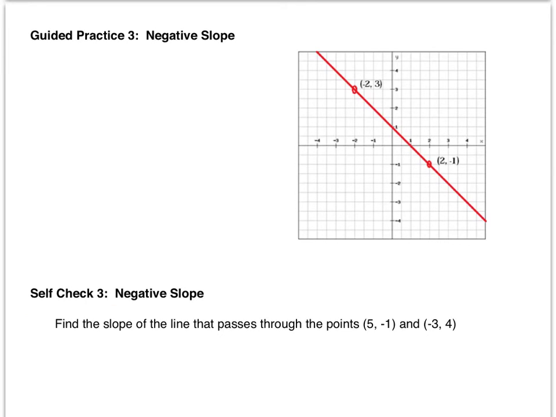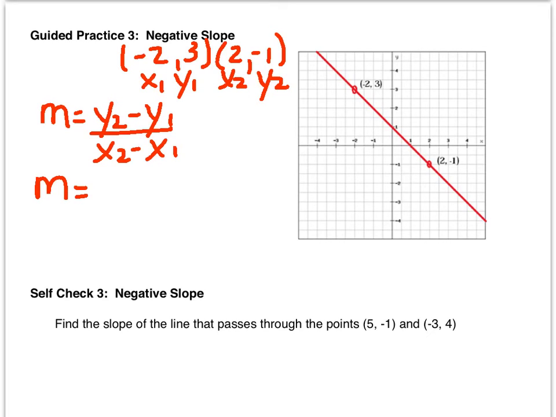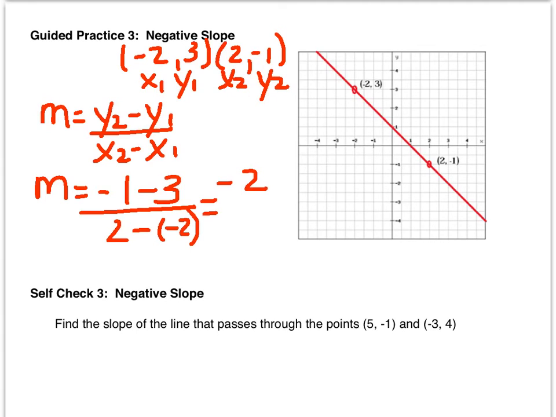Let's look at one together. In guided practice 3, we'll take the points that they've given us on the line, (-2, 3) and (2, -1). We'll name them x1, y1, x2, y2, and we'll go ahead and substitute into our formula y sub 2 minus y sub 1 divided by x sub 2 minus x sub 1. So y sub 2 is -1 minus y sub 1 is 3 divided by x2 is 2 minus x sub 1, which is -2. If we simplify, -1 minus 3 is -4, and 2 minus -2 is 4, and that can be further simplified to -1. So the slope of our line in this example is -1.